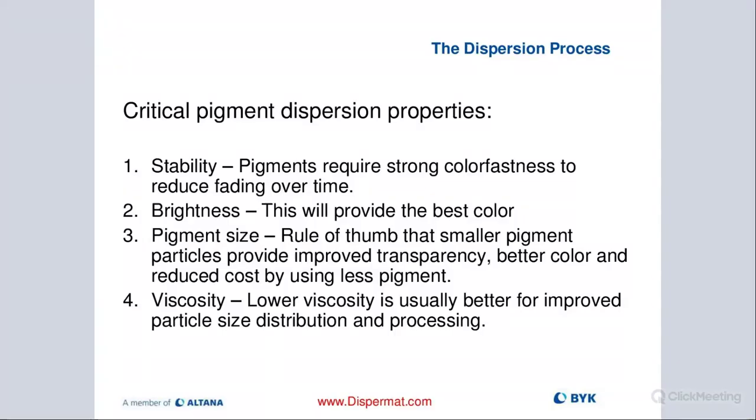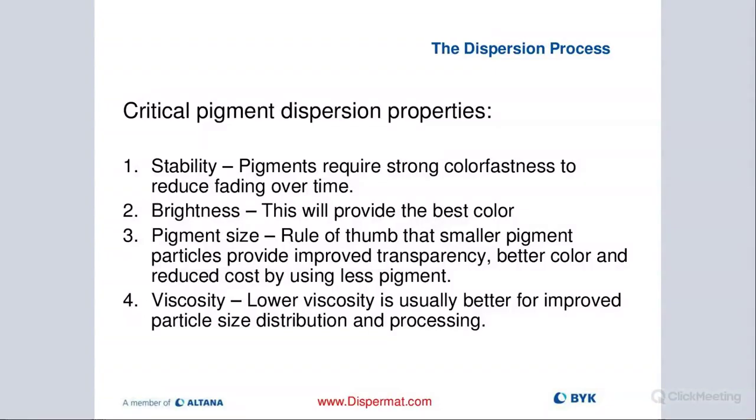So pigments in general require strong color fastness to reduce the fading over time. That's a big one. Obviously, brightness. This will give us the best color. Particle size: basically, there is a rule of thumb. The smaller the pigment particles, the better transparency, better color, and overall improved appearance. And then again, cost is a big factor because it allows us to use less pigment or other additive to ensure that we can save money for our formula.